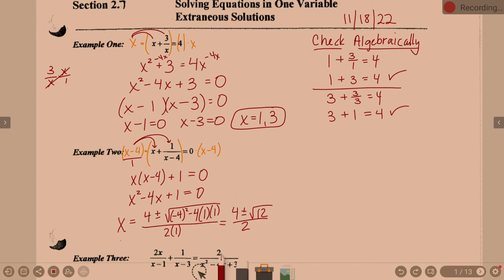What do you know about the 12? 12 has a perfect square of 4 in it. The square root of 4 is 2. So the square root of 12 can be rewritten as 2 square root of 3. So now I'm at 4 plus or minus 2 square root of 3 all over 2.